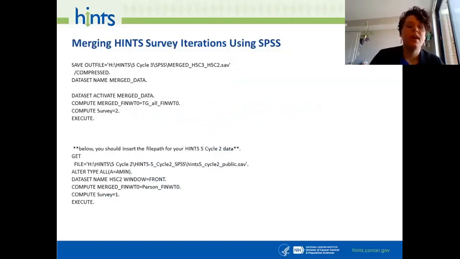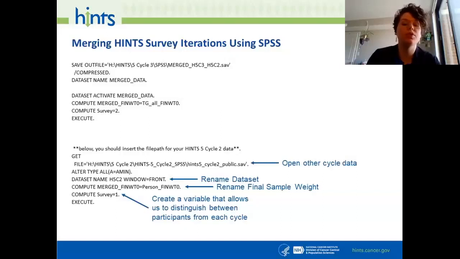Now, you would then run some code or syntax for the Hints 5 Cycle 2 data. You would do this fairly similarly. You would get your other file, open your other cycle's data, and rename the data set. Rename that final sample weight. So for Hints 5 Cycle 2, you would be renaming the person underscore fin weight 0 to be merged fin underscore fin weight 0 so that it matches my Hints 5 Cycle 3 now.